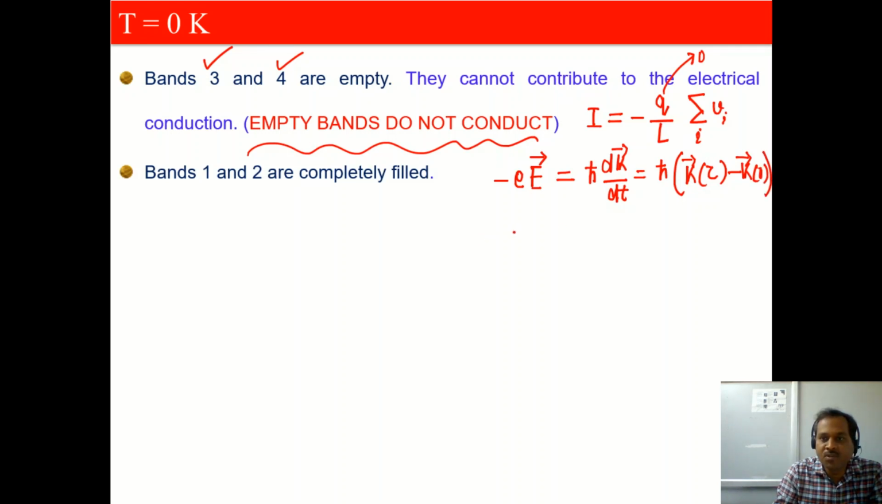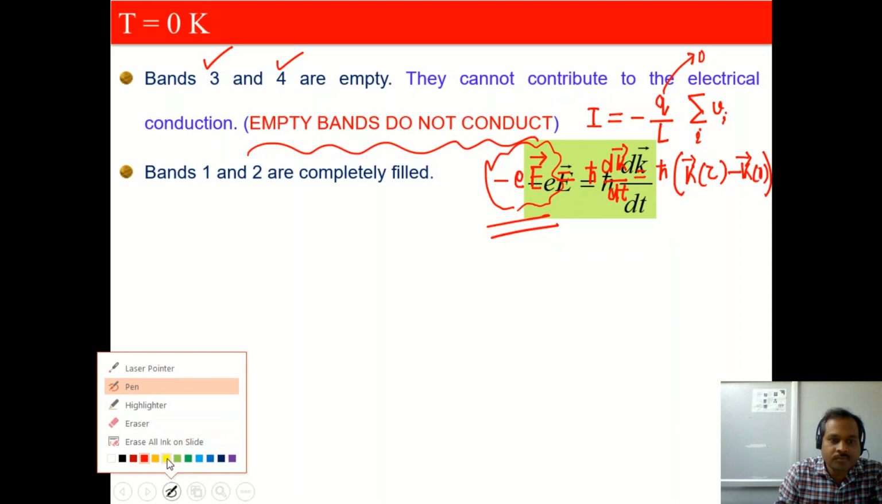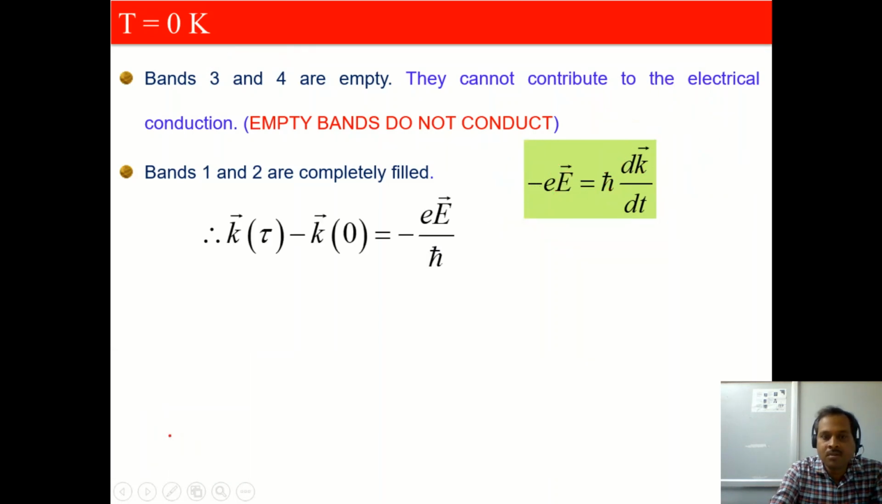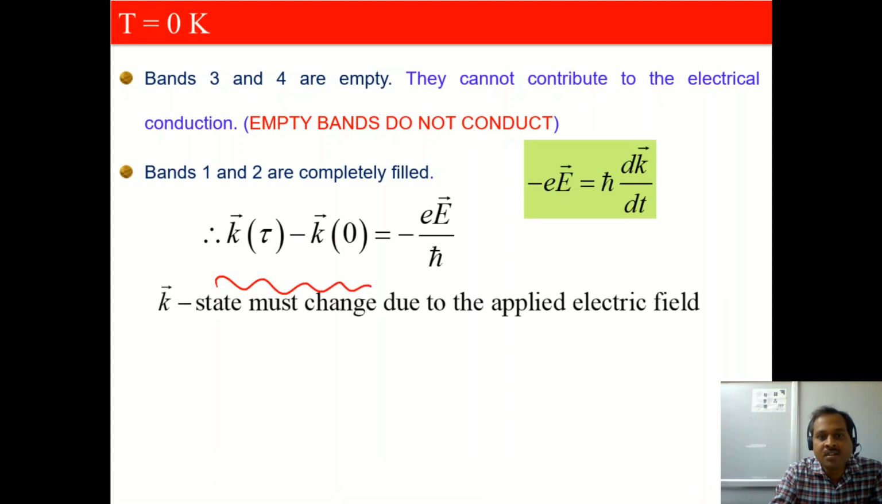That means the electron is going from one k state to other k state due to the application of the electric field. But since there are no empty states available for the electron to go, this kind of transition is not possible. So k tau minus k0 is equal to the force times tau by h-cross, but this transition is not possible because there are no free k states, there are no empty k states at which the electron can undergo transition.